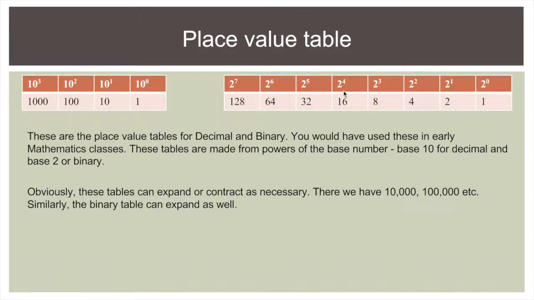Over here, it's binary, it's base 2: 2 to the power of 7, 2 to the power of 6, 2 to the power of 5, 2 to the power of 4, 2 to the 3, 2 to the 2, 2 to the 1, and 2 to the 0. Underneath we have the decimal representations of each of these. So 10 to the 3 is 1000, for instance, and 2 to the power of 7 is 128. We can obviously expand or contract these as necessary. I can go 10 to the power of 4, 10,000, and 10 to the power of 5, 100,000, etc. Similarly, I can go over here, 2 to the power of 8, which is 256.